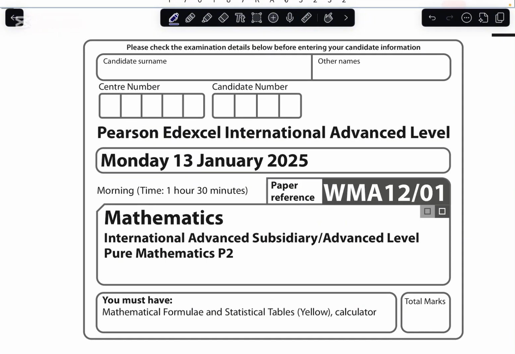That was the January 2025 paper solved. It was a very recent paper, so it's important to try and solve this paper.